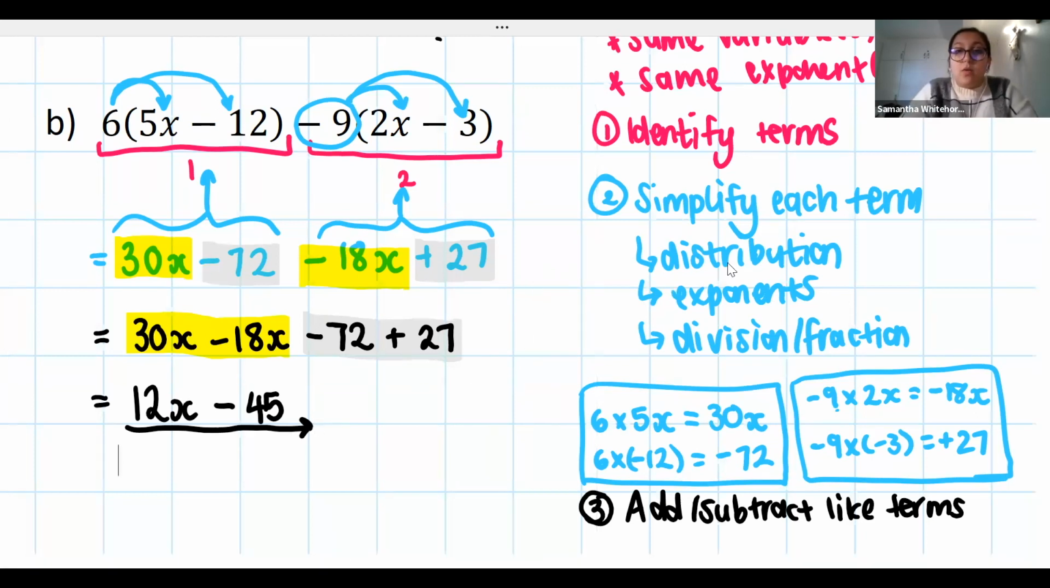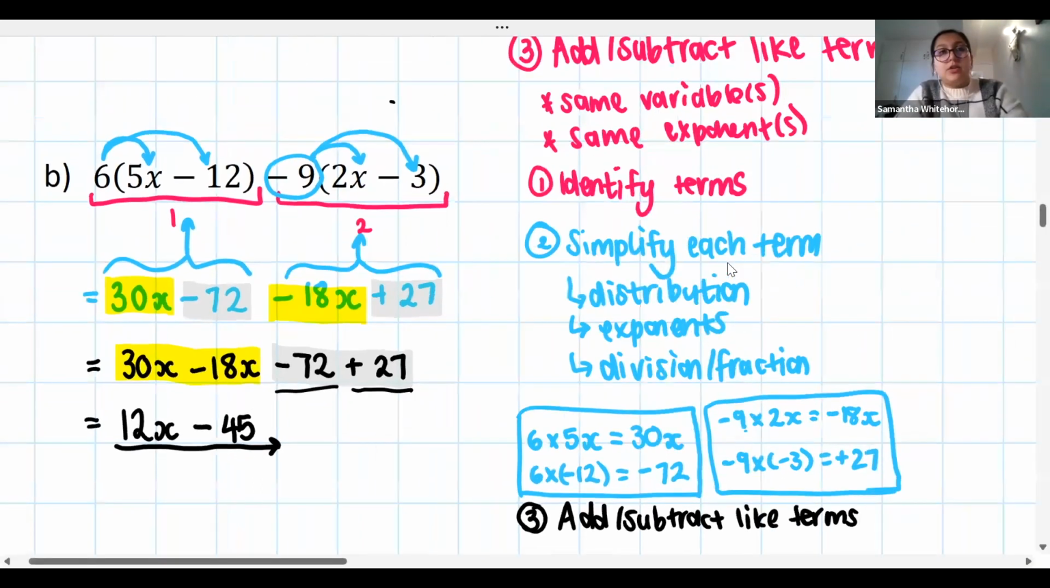Right. How did I get 45? I said negative 72 plus 27. So on your calculator, you would type minus 72 plus 27, and you will get negative 45. It's just calculator work, guys. Remember, use your calculators. There's no need to try and do this in your head. You can do this in your head. It's not impossible, but use your calculator to check yourself.